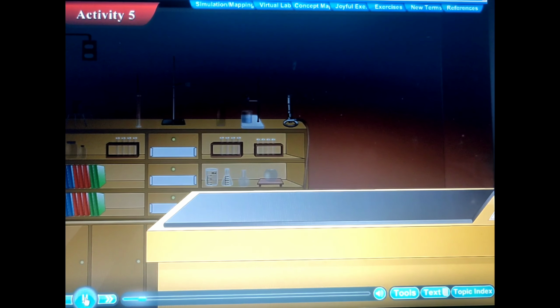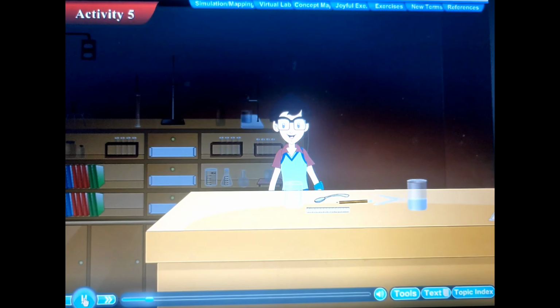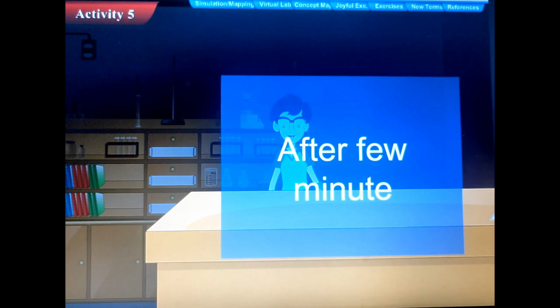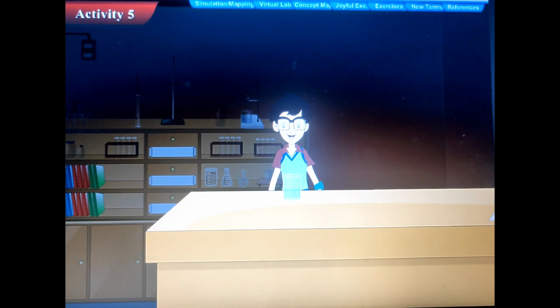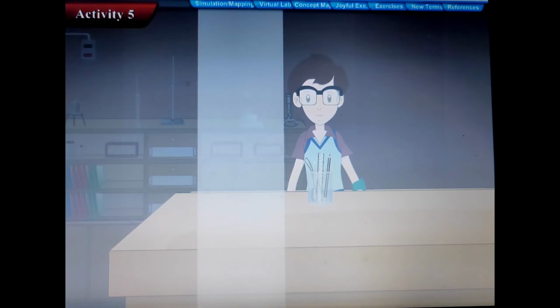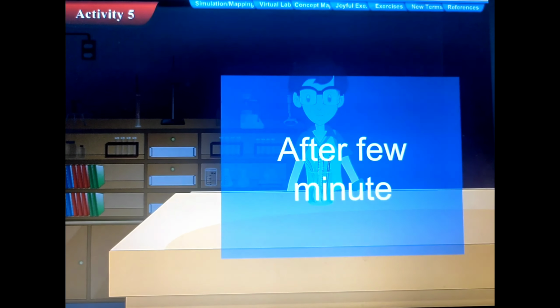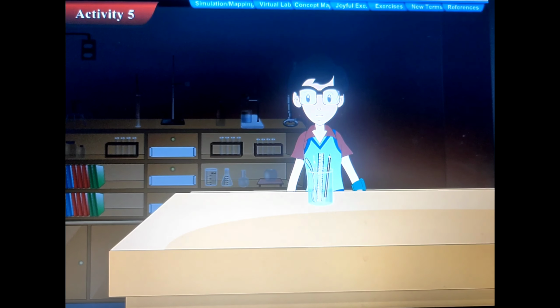Activity 5. To find whether a material is a conductor or an insulator. Things needed: a beaker, steel spoon, plastic scale, pencil and divider, some hot water. Method: we take hot water in a beaker, collect some articles such as a steel spoon, plastic scale, pencil and divider. Dip one end of each of these articles in hot water. After a few minutes, we touch the other end of each article.